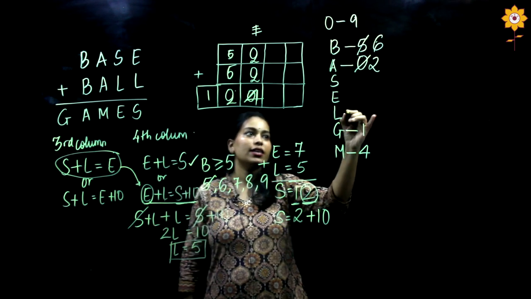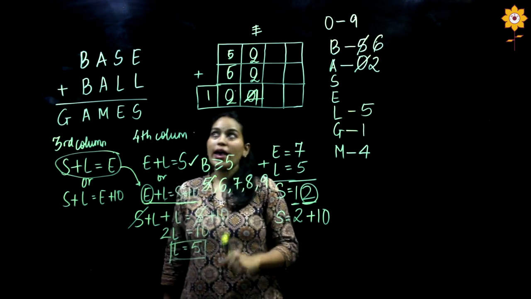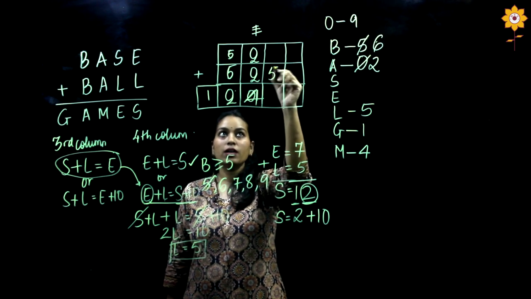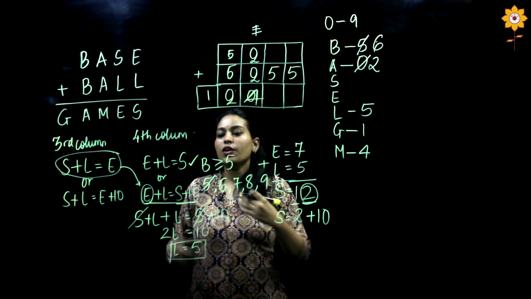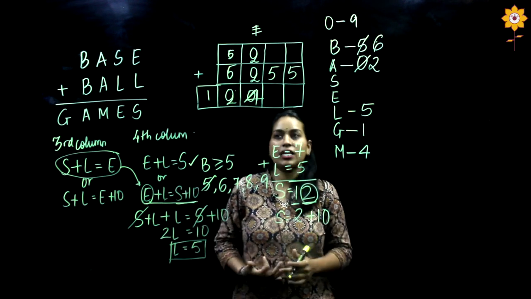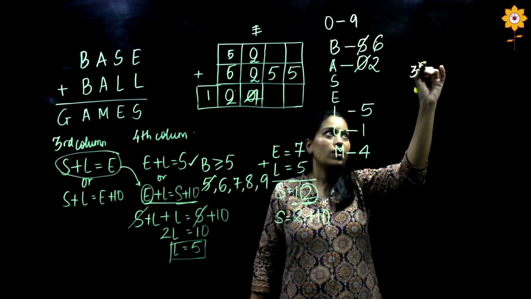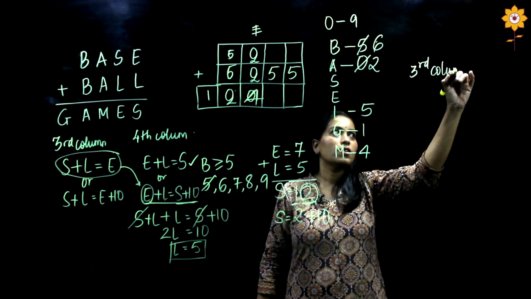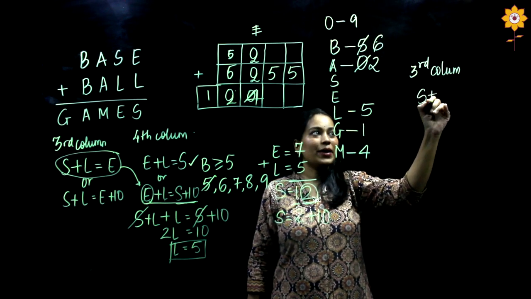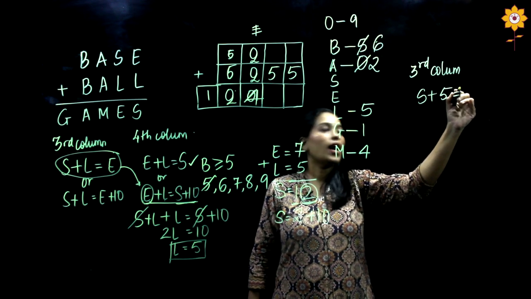Now, let's update it in our table over here. L is equal to 5. Now, where do we have L here in this particular box? We have it over here, 5 and 5. Now, let's try to solve it further to get the values of S and E. Now, let's write these equations again. So, what is the third column that we have? And fourth column? Third column will now become S plus L. L is what now? 5. S plus 5 is equal to what?